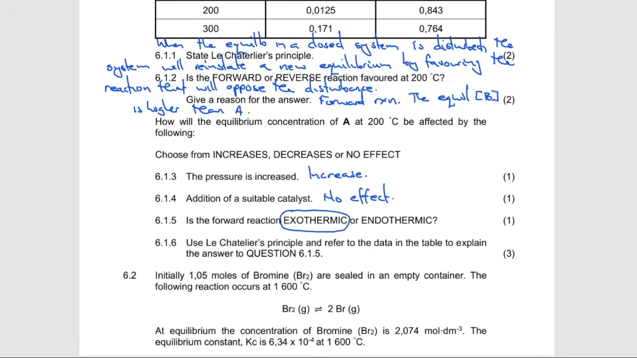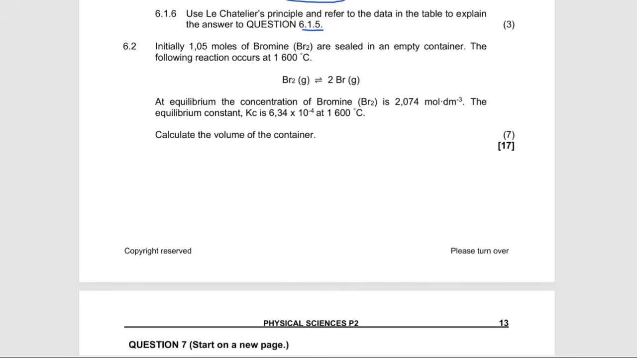Then proceeding to the next question, it says use Le Chatelier's principle to refer to the data in the table to explain the answer to question 6.1.5. So now I'm going to explain that part. I will start with the concentration of A. The concentration of A increased.